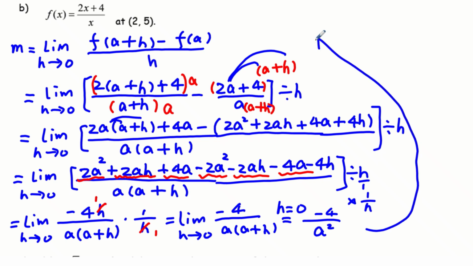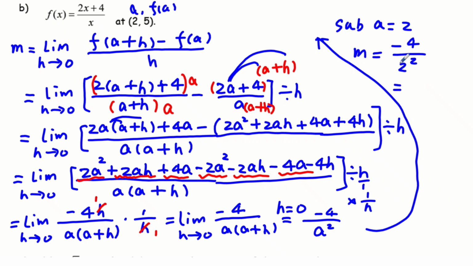After that, the last step is to sub in the a value. From here, we know this is your a value, this is your f at a. So the a value is 2. Then the slope equals negative 4 over 2 squared. So we do the exponent first. 2 squared gives you 4. Negative 4 divided by 4 gives you negative 1. Then this question is done.